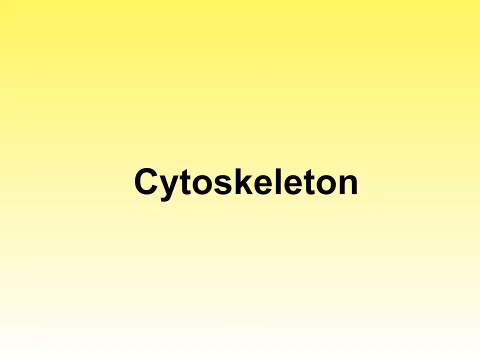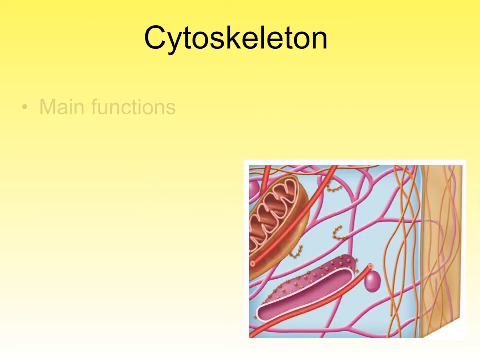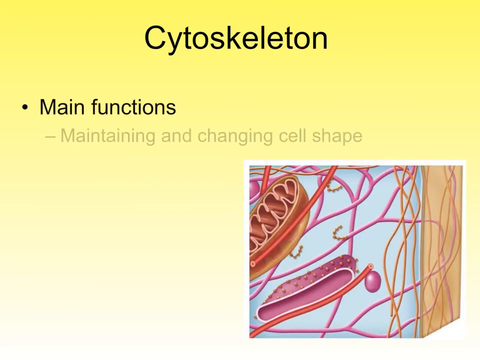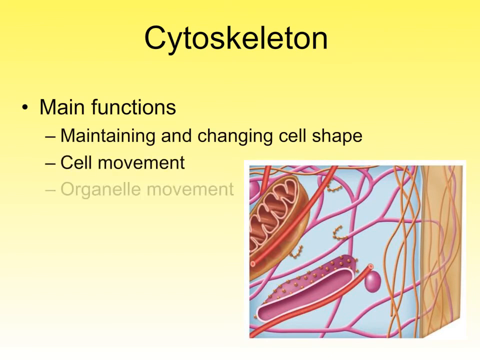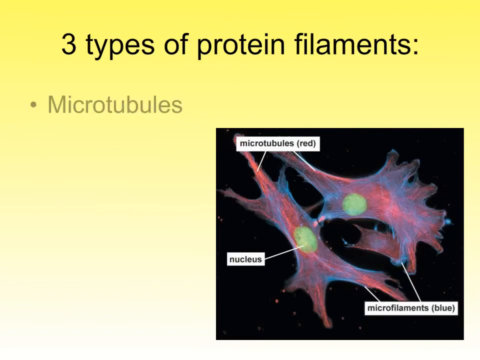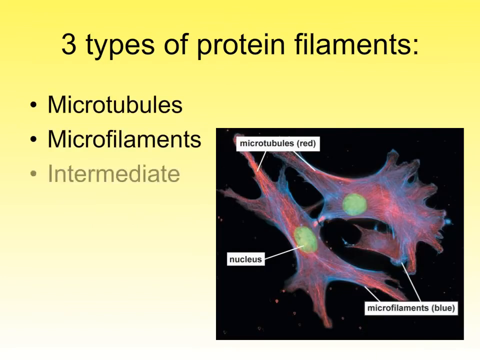The last structure we will discuss are the elements of the cytoskeleton. The cytoskeleton is composed of protein filaments. These filaments determine the shape of the cell and can allow some cells to move. They also act as a highway for organelle movement and are crucial during the division of cells. The three main types of protein filaments we will examine are microtubules, microfilaments, and intermediate filaments.